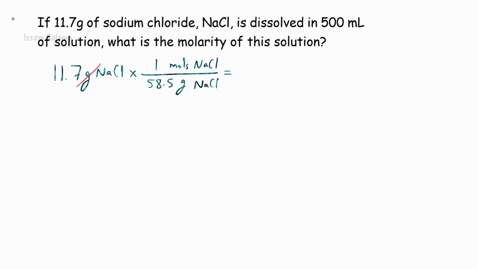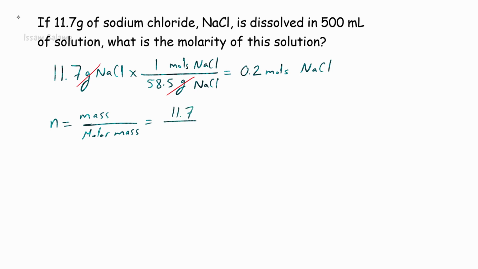We cancel similar units between denominators and numerators. We find the number of moles, it's equal to 0.2 moles of NaCl. The other method I told you about, that you can find in some books, uses the formula number of moles equals mass divided by the molar mass. So they write 11.7 divided by 58.5, and they find the same number of moles, which is 0.2 moles of NaCl. And now we have to convert the volume to liters.